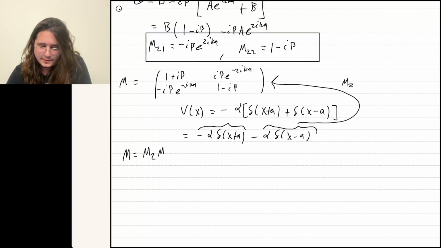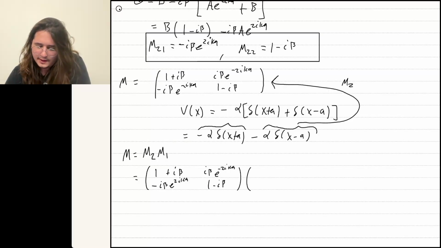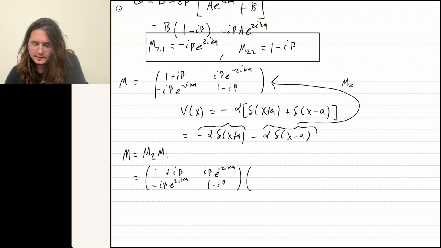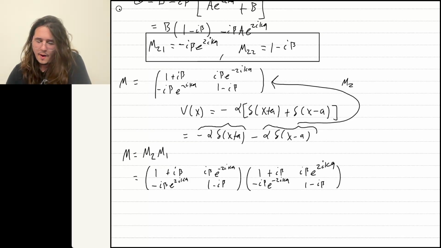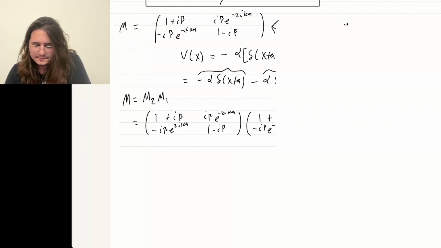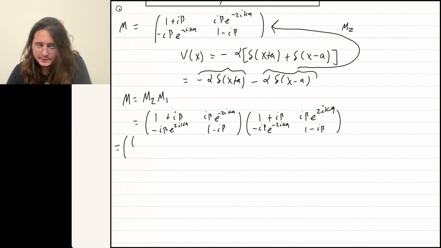M2M1, yeah, M2M1, where M2 is going to be this guy up here, which we haven't changed yet, I beta e to the 2ika, 1 minus I beta. And then this guy is going to be the same matrix, but anywhere an a shows up, we're going to flip the sign of the stuff that's attached to it. So there's a minus sign in the exponential up here, but a plus sign in the exponential up here, but this stays the same. Okay, now we have to do the most god-awful matrix multiplication you've ever seen.